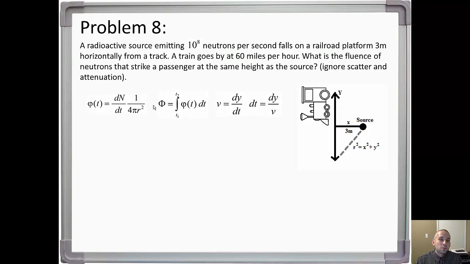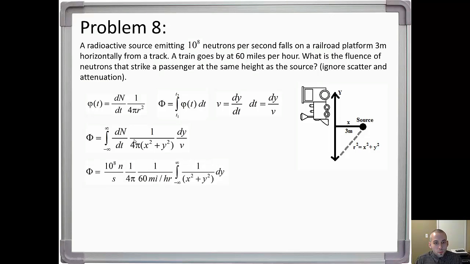Okay, so just like we did in the last problem, we're going to go ahead and set up the formula for fluence. Same idea, we'll take the fluence rate formula, we'll plug it in there. We'll plug in dy over v for dt. Now what makes us different is that for r squared, it's equal to x squared plus y squared. So x squared plus y squared.